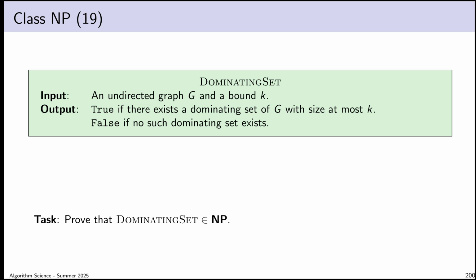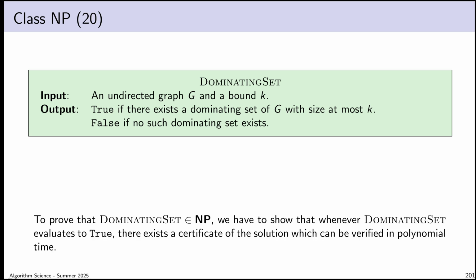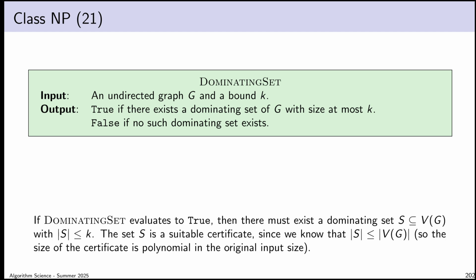Let's try proving that the dominating set problem is in NP. All I have to do here is to show that there is a way of verifying a certificate in polynomial time. So I have to show that whenever the problem evaluates to true, there exists a certificate of the solution that we can verify in polynomial time. Okay, well, I guess the obvious certificate that we could use is the dominating set itself. So if the problem evaluates to true, there must be a dominating set S with size at most k. That's the statement of the problem. So S itself could be a certificate, and we know that the size of S is less than or equal to the size of the vertex set. So obviously the size of the certificate is polynomial in the input size.